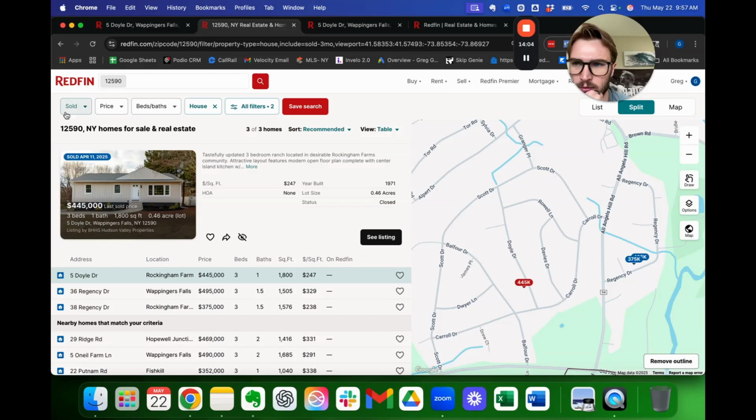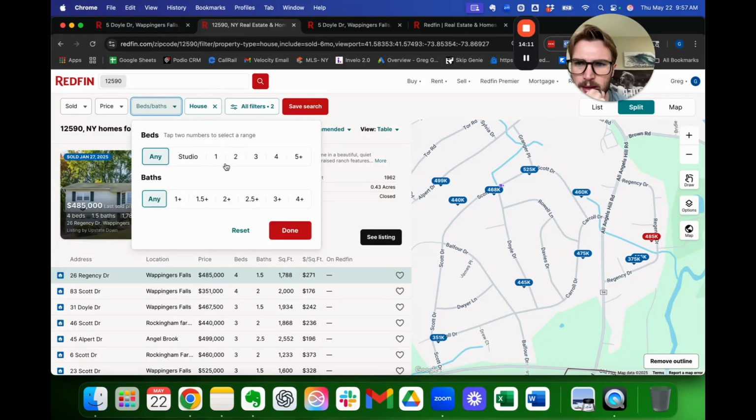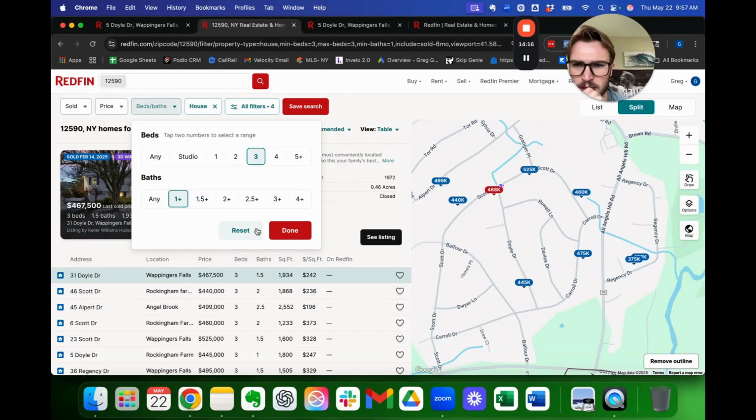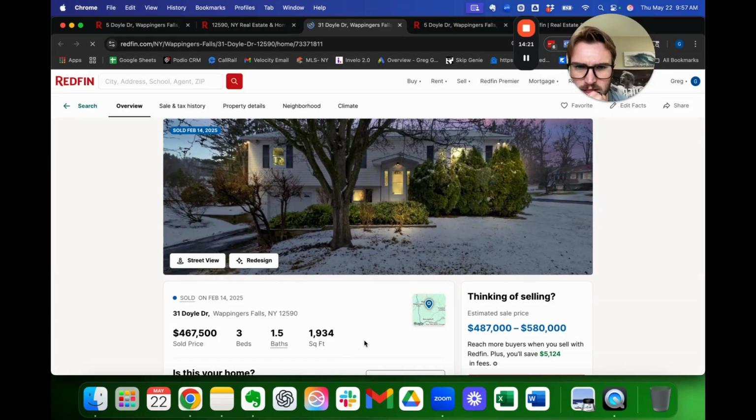If we look at 3 months out, if we want to go 6 months out, we can go there. And then another thing you want to do, there's a lot of inventory here. We want to trim this out. So we want to go maybe just 3-bed properties. So you toggle up here 3-bed only. And then 1+ bathrooms. So now we can just drill a little bit deeper. So there's a comp up the street that sold $467.